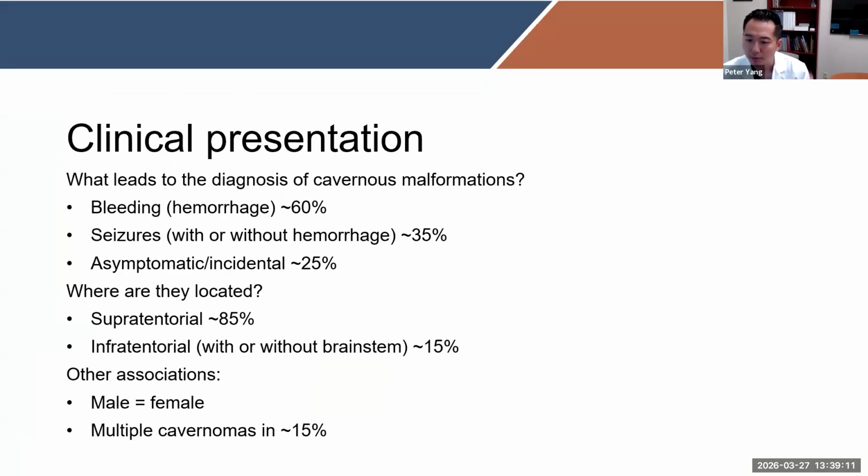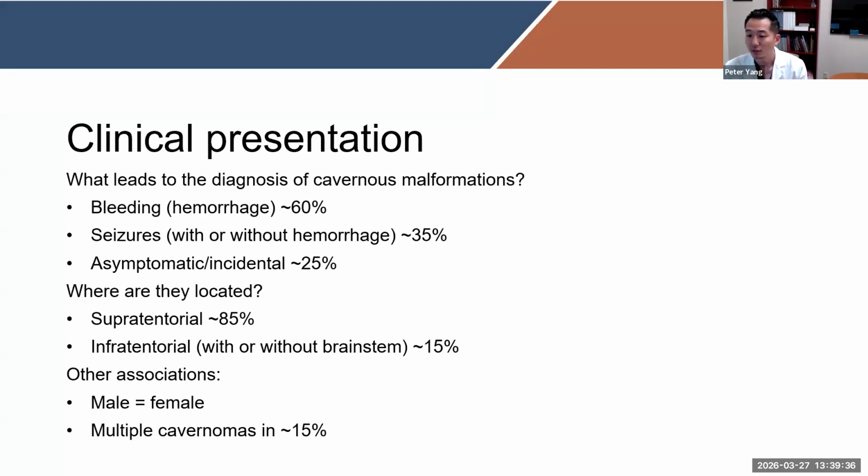Cavernomas are usually found after bleeding, which can result in a patient experiencing headache, focal neurological deficits like weakness or double vision, or a seizure, depending on the location. A seizure can be the presentation in about a third of cases and does not always mean that the cavernoma has recently bled. A large proportion, around 25%, are found incidentally when undergoing a workup for something else.